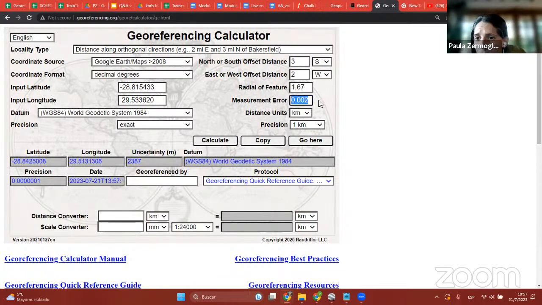So the measurement error was something that was also, I believe, suggested somewhere, but if it was not, I will say it anyway. The measurement error is not contributing much here because it's very small. It's 2 meters only. So the radial of the feature actually contributed the most.